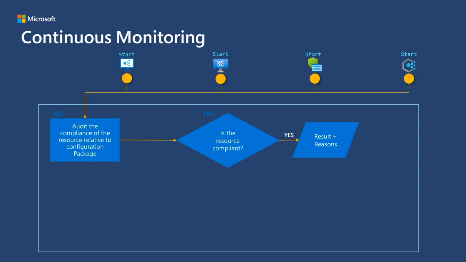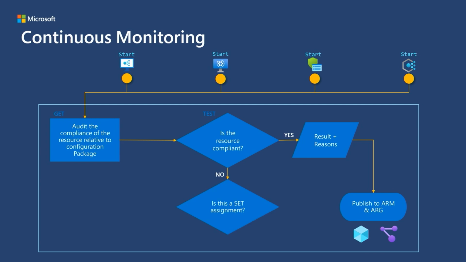In the event that it is, then awesome. We're going to return this compliance result as well as a brief reasons property, letting you know that that desired state is as expected. And we'll return these results to both the Azure Resource Manager and the Azure Resource Graph. Now, what happens if it's not compliant? So if this is an audit-only assignment, then we'll check, and if it's not compliant, we'll return that result as well as a brief reasons property, which is intended to help you find the next step towards making that manual remediation. And we'll, again, publish those results back to ARM and ARG.